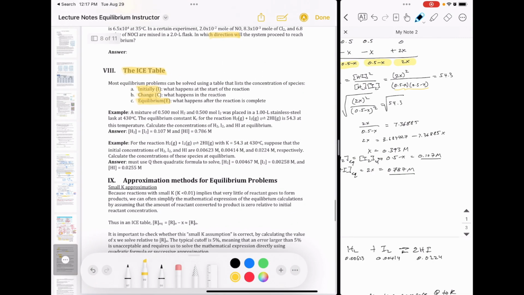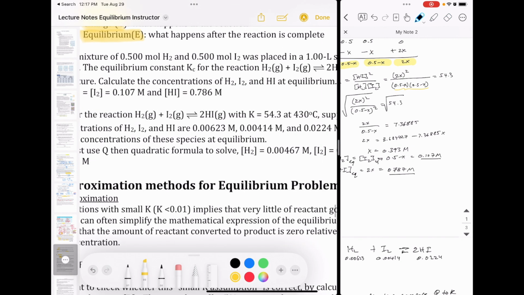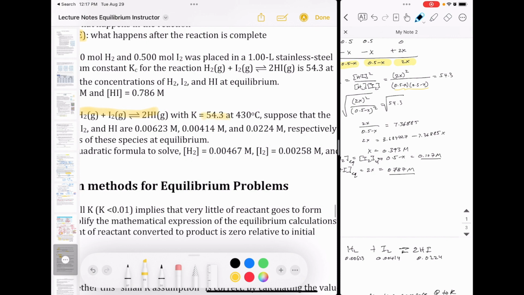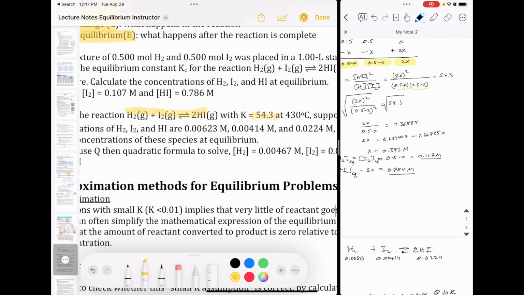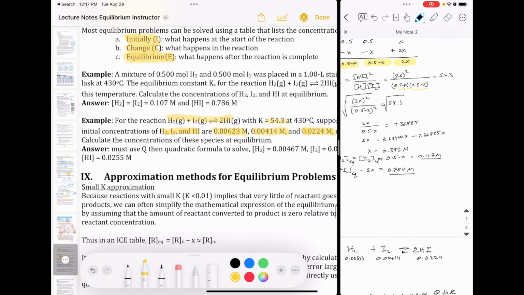Now let's look at a second problem where we can use the ICE table. Another equilibrium problem right here. Same reaction, H2, I2 goes to HI, same K therefore. But the difference is that the initial concentrations are given for all three species. So three numbers here. And they're asking for the same question, which is what is the concentration of these species at equilibrium? Okay, so you might think, well, should be pretty easy, right?